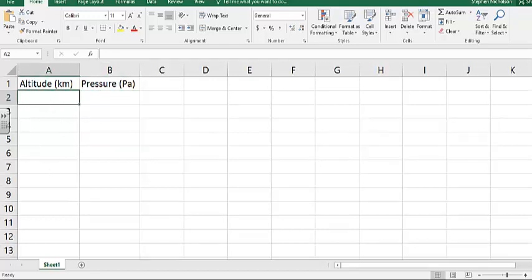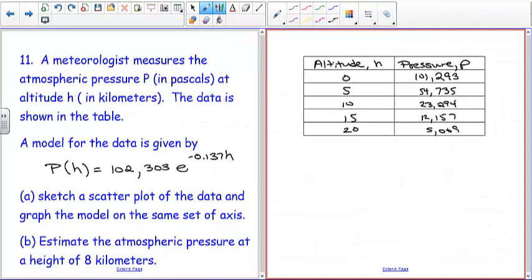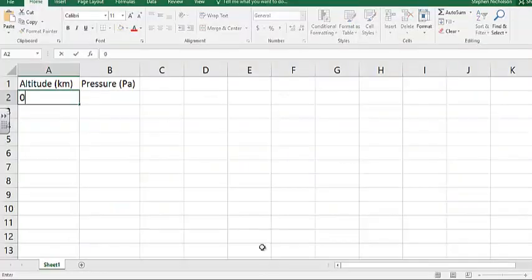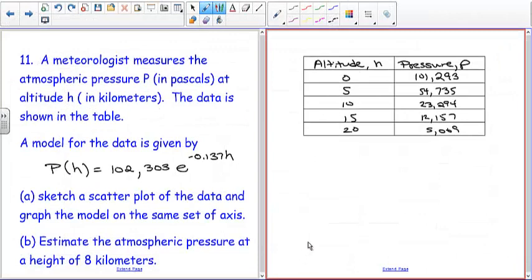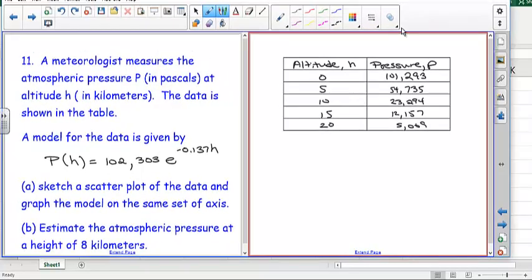Okay, so our numbers are 0, 5, 10, 15, and 20. And these are the actual data points. So let's see if I can make this so I can see this without having to keep adjusting.